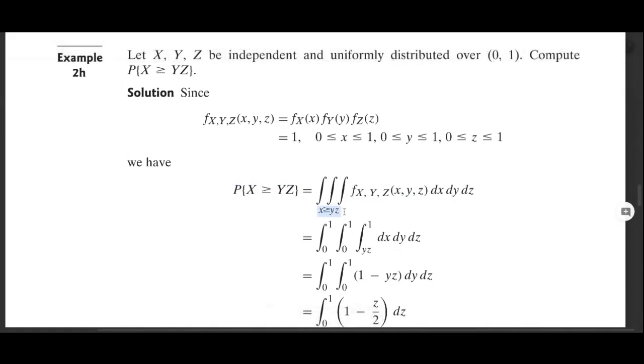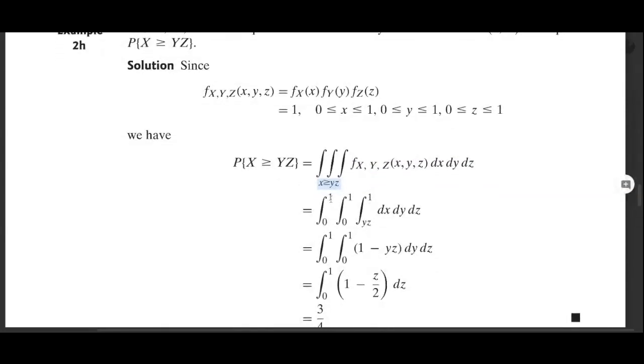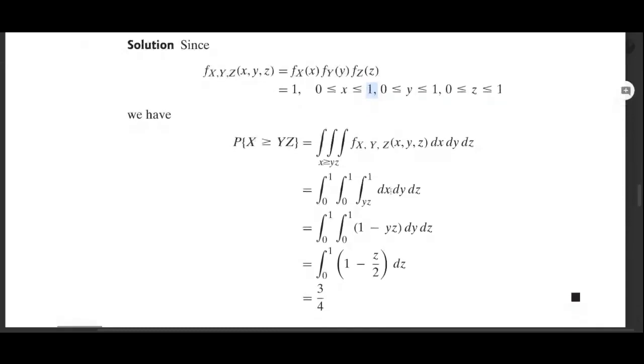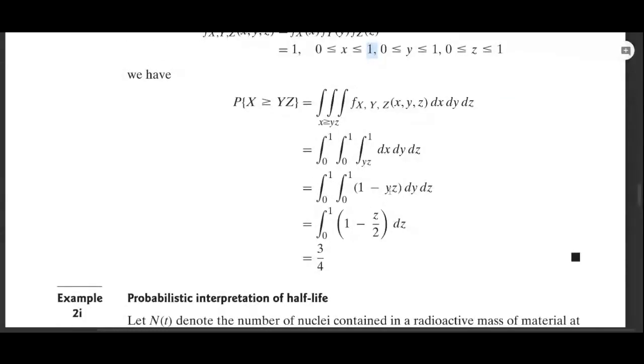So that's in the triple integration because we have three variables, right? Triple integrate the density function over this region. What is this region? We fixed two of them, right? So y and z go from 0 to 1, 0 to 1. And then x is greater than yz. So we start from yz, then end up at 1, the upper bound. So we just integrate this, we integrate this, we integrate this, we get 3 over 4.